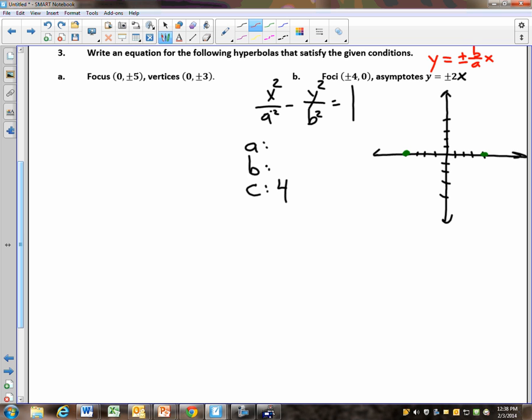So some people say, well, wouldn't b have to be 2 and a have to be 1, in order to make 2? Well, not necessarily. Let me show you why. If we draw the box that we get for our asymptotes, up 2 and over 1, down 2 over 1, that's the shape we get. And if you draw your lines through the corners, you're going to get plus or minus 2x. But couldn't I also get that if I went up 4 and over 2?